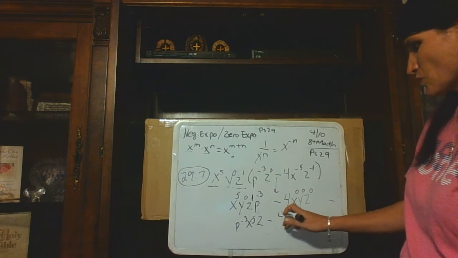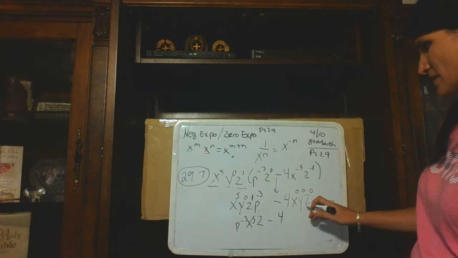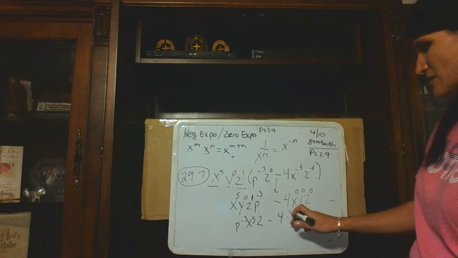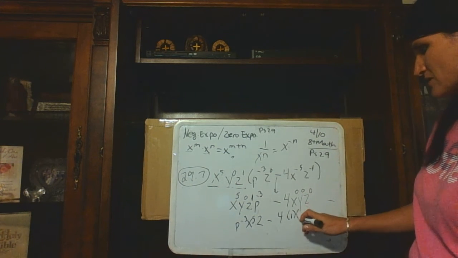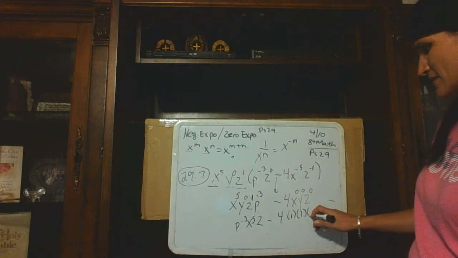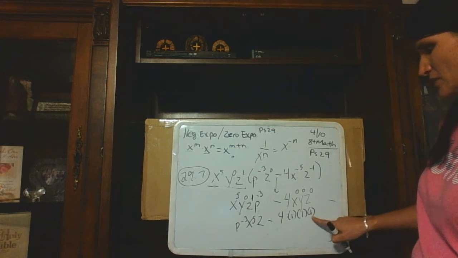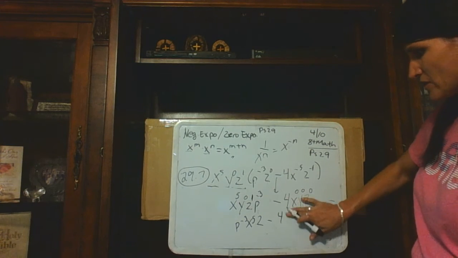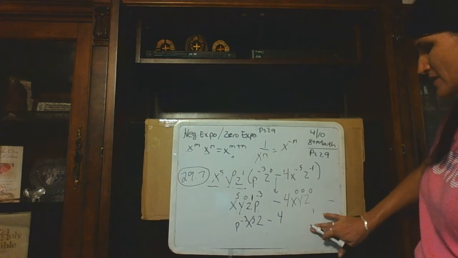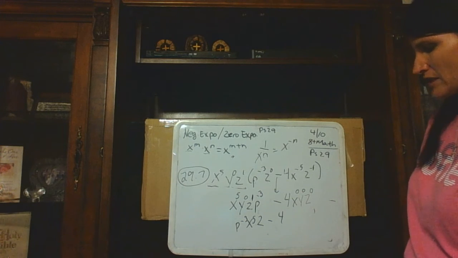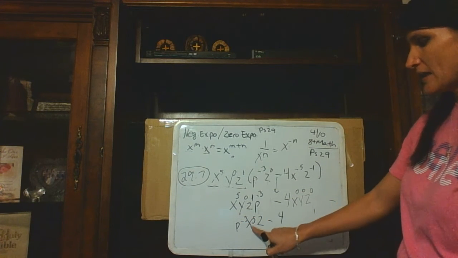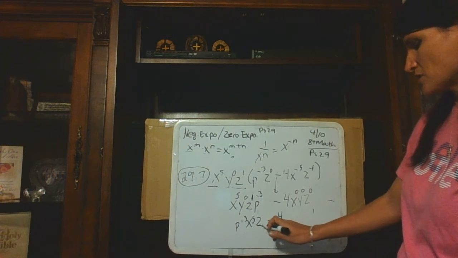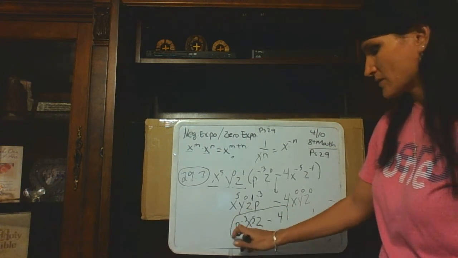Minus 4. And then X, Y, Z, we got lucky. This is already in the right order. So X to the 0 power is 1. Y to the 0 power is 1. And Z to the 0 power is 1. Those are all 1. But we don't want to say 4 times 1 times 1 times 1, so we don't even need to write those down. Those are already simplified. So the expression reads P to the -3rd, X to the 5th, Z, and then -4.